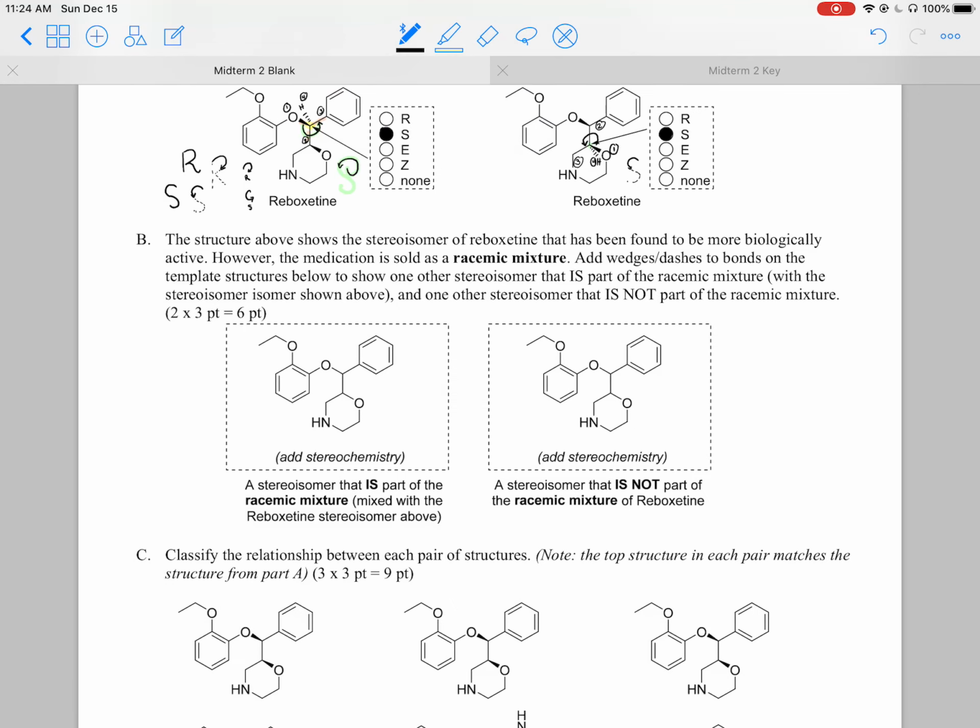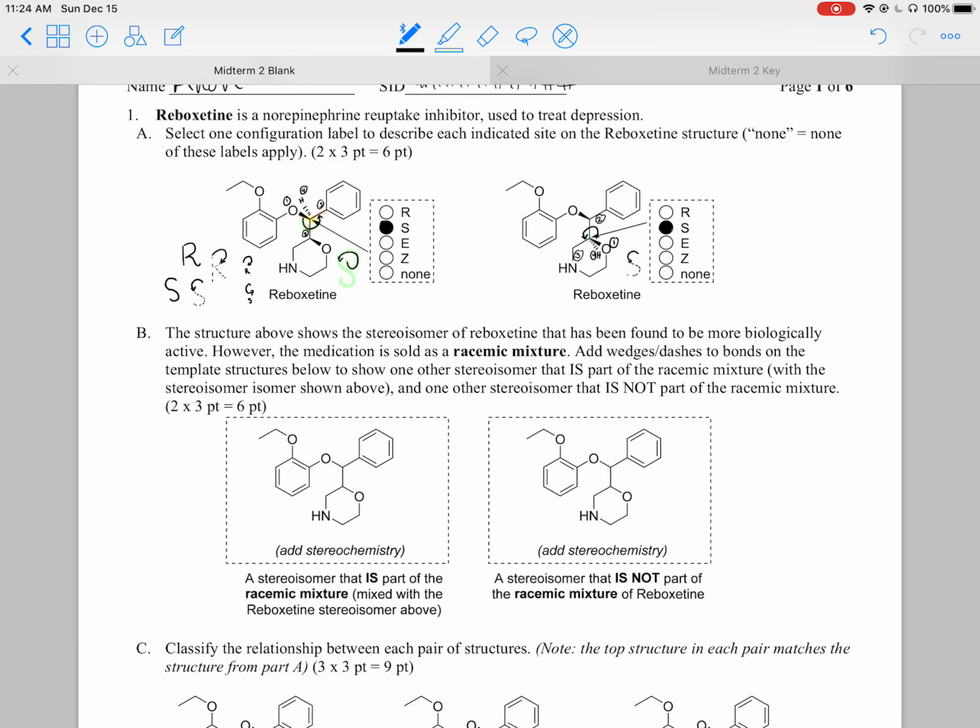The second question, 1B, is asking, so it says that the structure above shows the stereoisomer that's more biologically active, but the medication is sold as a racemic mixture. So what does racemic mixture mean? That means that the 2 different stereoisomers that we're considering are found in equal amounts, or they're equally likely to form. And so that's usually the case with enantiomers.